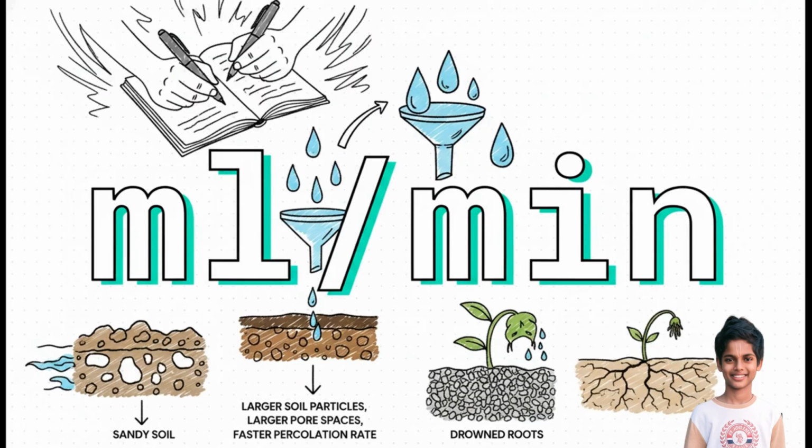Numerical question alert. Take your pens out right now and write this formula down. The percolation rate equals the amount of water in milliliters divided by the percolation time in minutes. Percolation is basically how fast water travels down through the soil. If it's too poor, the roots will drown. If it's too fast, the soil dries right out. Remember our golden rule? Larger particles mean larger spaces, which means a faster percolation rate.